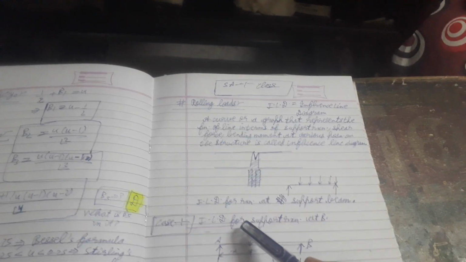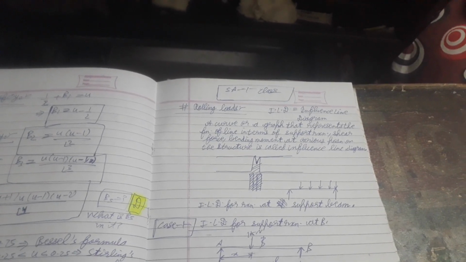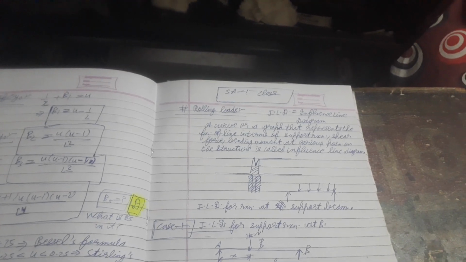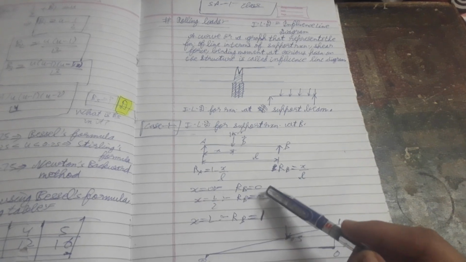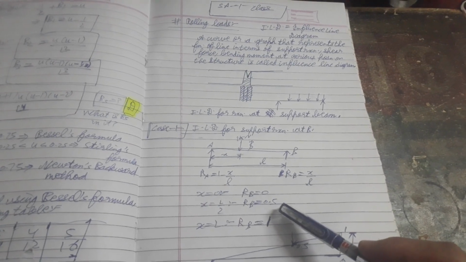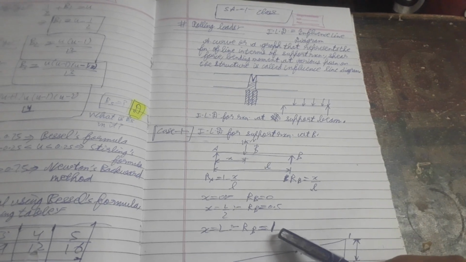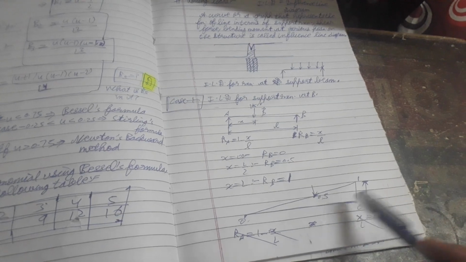Case 1: influence line diagram for support reaction at B. This is A. This is 1 minus x by L. This is length. This is RB is equal to x by L. X is equal to 0, RB is equal to 0. X is equal to L by 2, RB is equal to 0.5. X is equal to L, RB is equal to 1. Their influence line diagram can be like that: 0, 0, 1, 0.5.